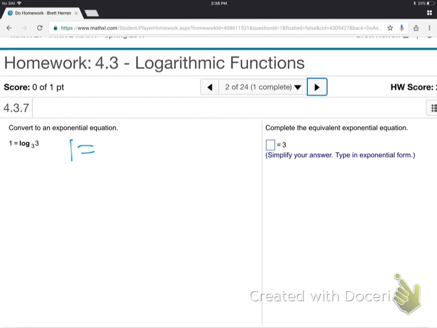Okay, so 1 is log base 3 of 3. So what am I going to do on this problem?